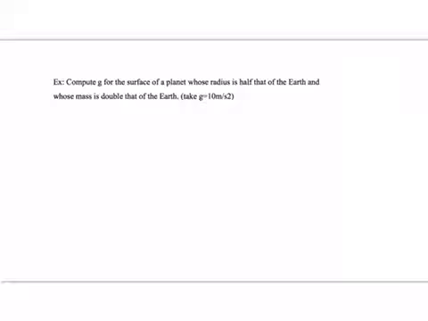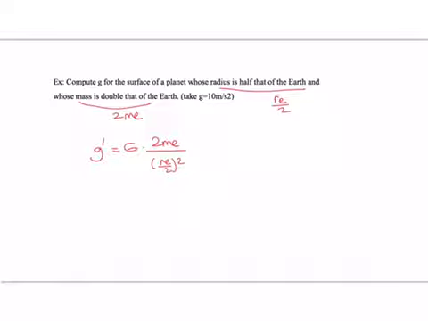Another example: compute g for the surface of a planet that has a radius half of the Earth's and mass double the Earth's. Let's put the formula. The gravity of the planet is equal to G times mass over the radius squared. So I have 8 G M Earth over r Earth squared, which is 8 times 10. So this planet has a gravity of 80 meters per second square.